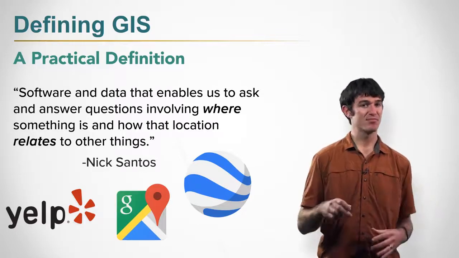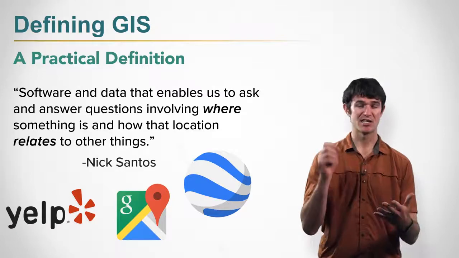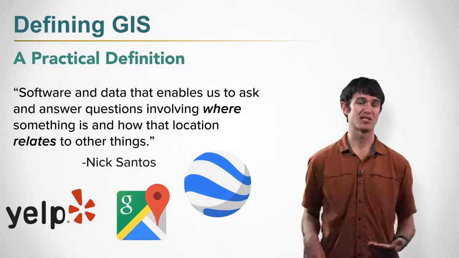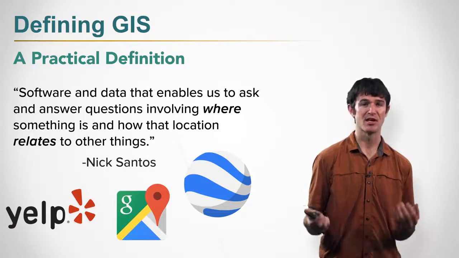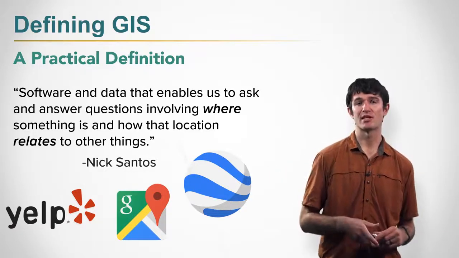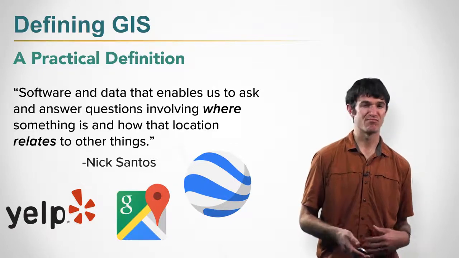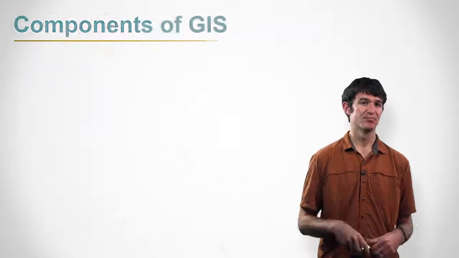At the same time, there's no reference implementation for GIS. It's not a programming language that has a specific set of rules by which it needs to abide. It's a really generic concept, and that's part of the power. It's anything. You can come up with anything related to location and relate it to data and software, and it's probably a GIS at that point.